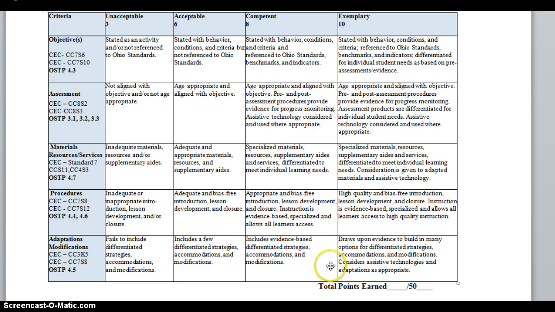Adaptations and modifications. For exemplary status on this criterion, you need to draw upon evidence to build in many options for differentiated strategies, accommodations, and modifications, and also consider technologies and adaptations that would be helpful for particular student needs. In the competent section, you're including some evidence-based differentiated strategies, accommodations, and modifications, but not many, with the depth and breadth and the assistive technology piece built in that you would need. Okay?